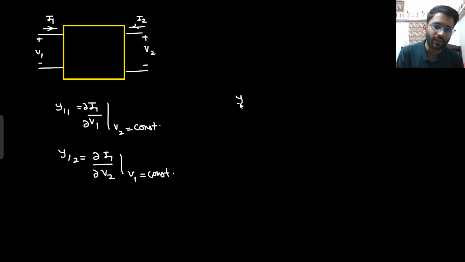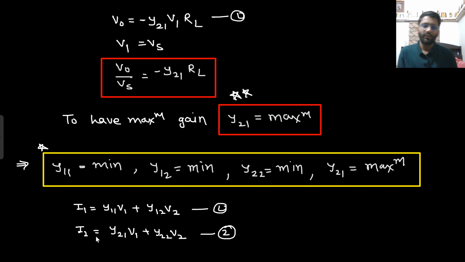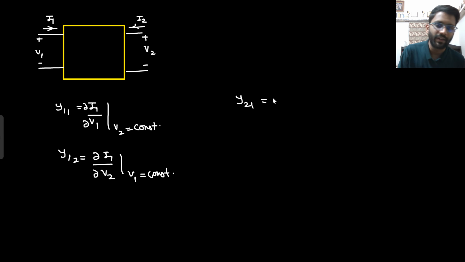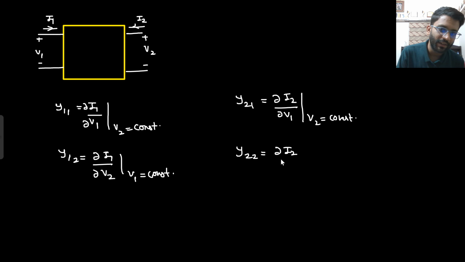What about y21? Y21 is delta I2 by delta V1 with V2 being constant. You can write it. What will be y22? Y22 will be delta I2 by delta V2 with V1 being constant. Very easy, very simple.